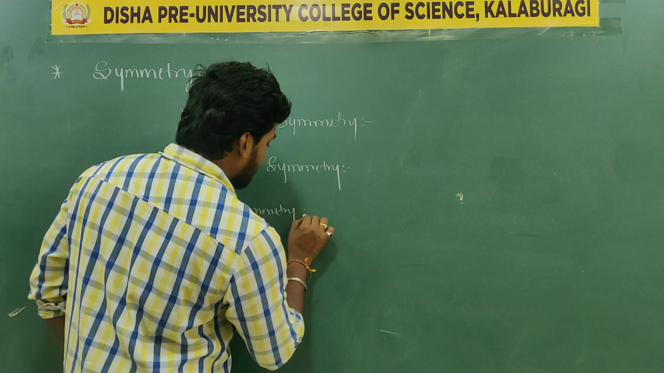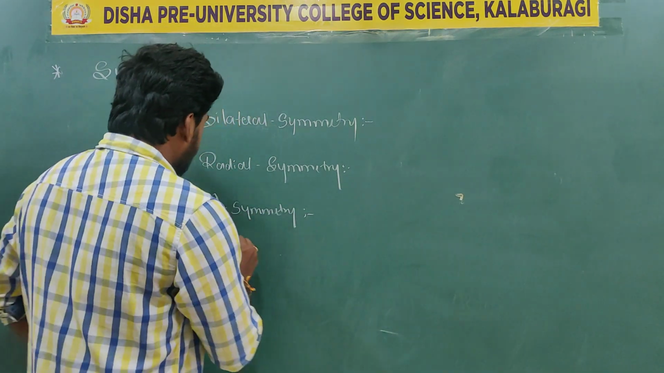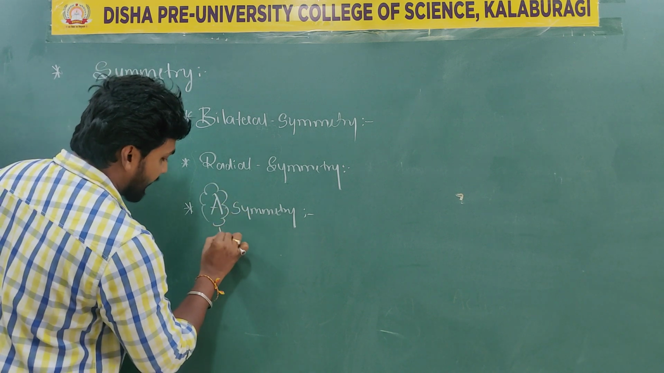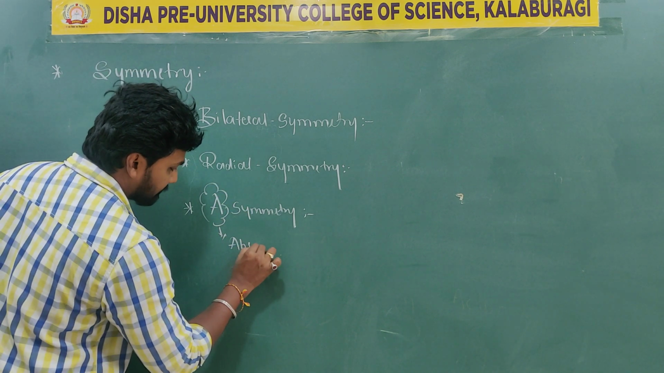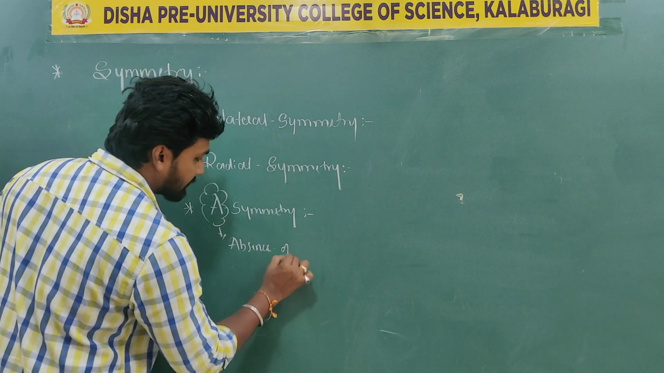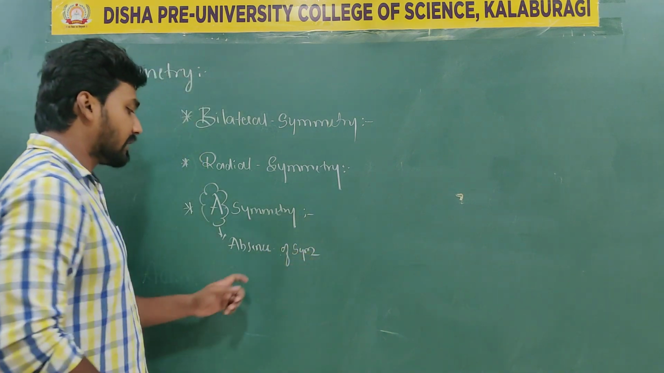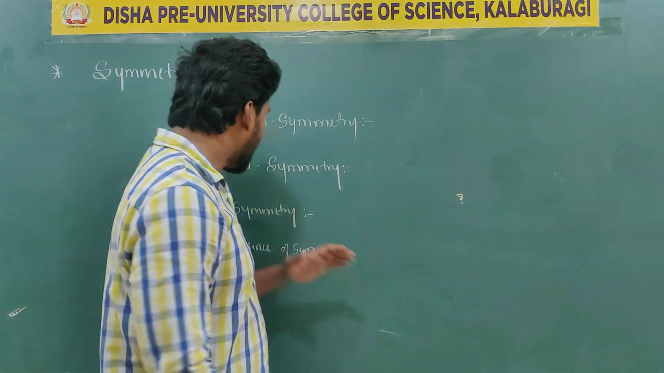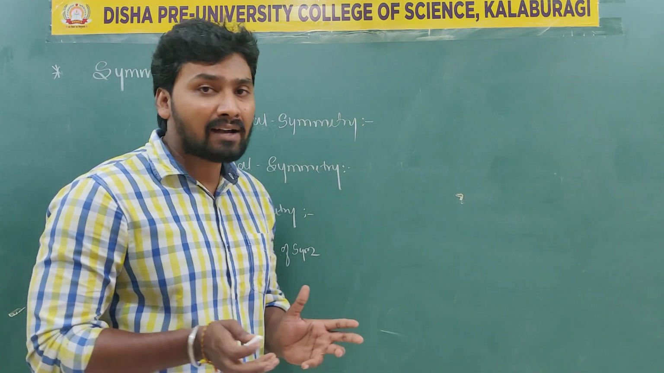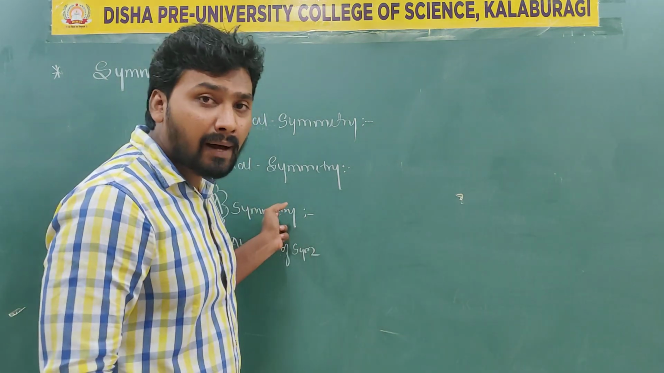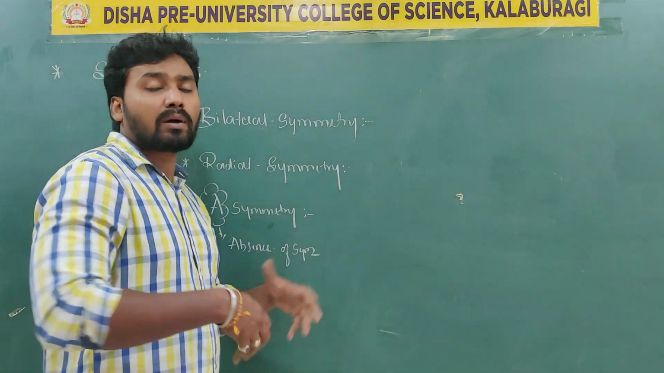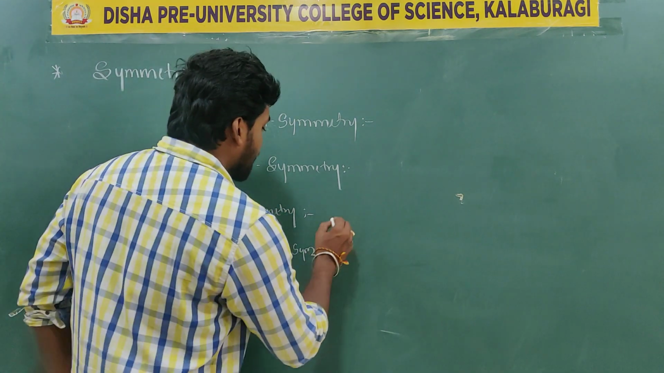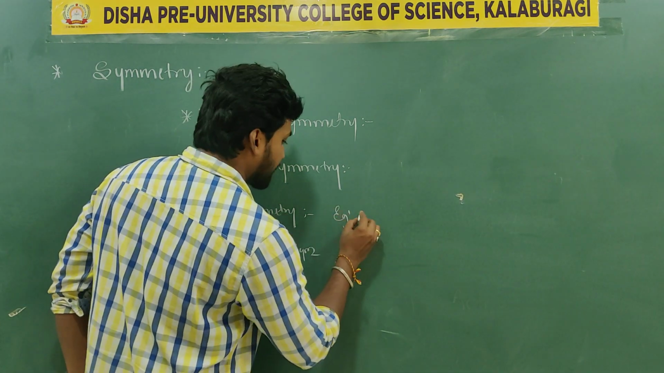For asymmetry, the term itself tells us that the A stands for absence, absence of symmetry. There is no symmetry at all. If you pass a plane in any direction, you are not going to get equal parts. That is said to be asymmetry. The best example for asymmetry is amoeba.